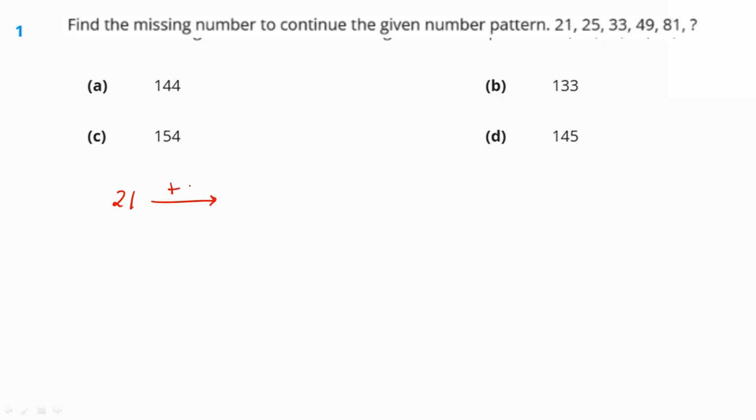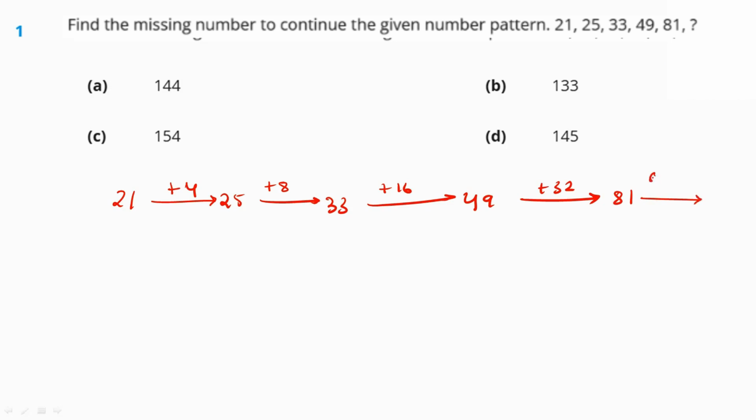21, add 4 to 21, we get 25. If we add 8 to 25, we get 33. When we add 16 to 33, we get 49. And if we add 32 to 49, we get 81, right? So basically, if we add 64 to 81, we will get 145 as our answer.